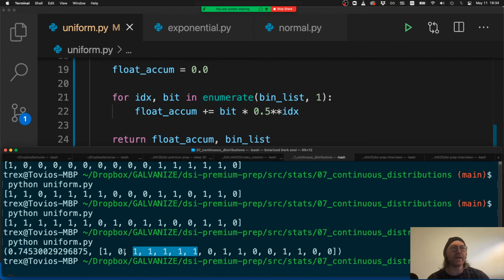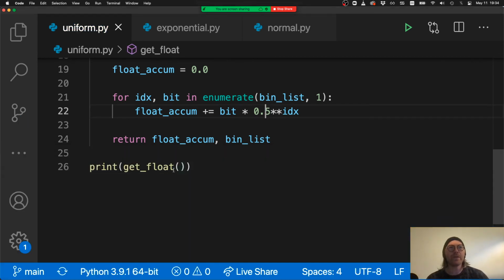But notice we cannot get a value greater than 0.75 here. It's not possible. We can approach 0.75 if we have ones all the way off to the right forever, but we can never get to 0.75. Likewise, we can never get 1 in this scheme. We can get 0, but we can never get 1. It's just not possible in this. Okay. So that's a take on uniform.